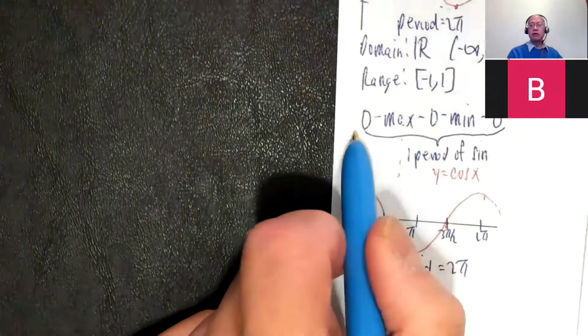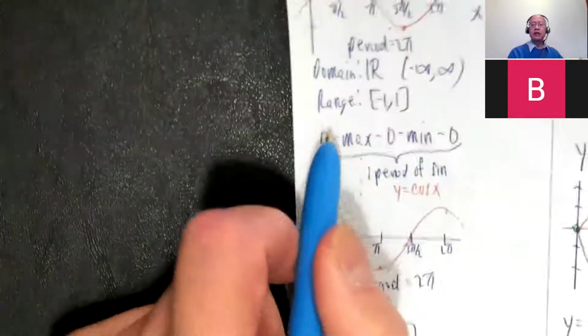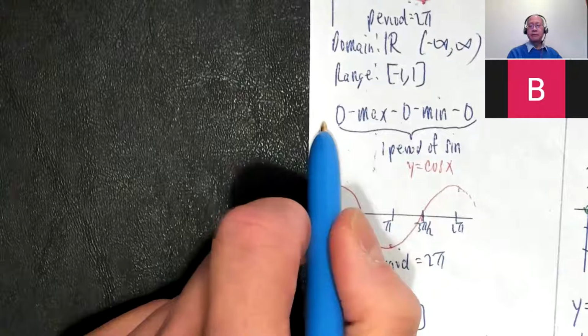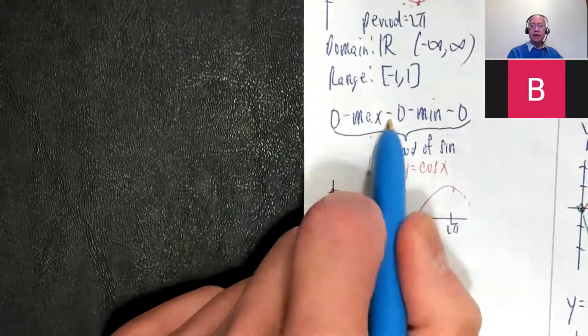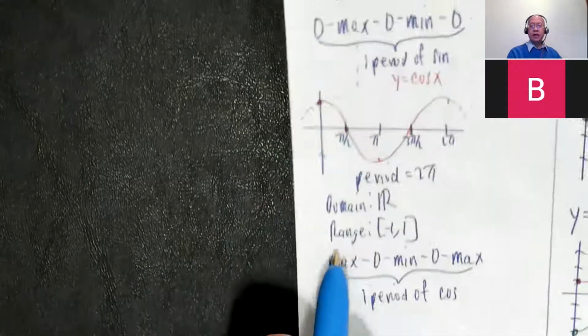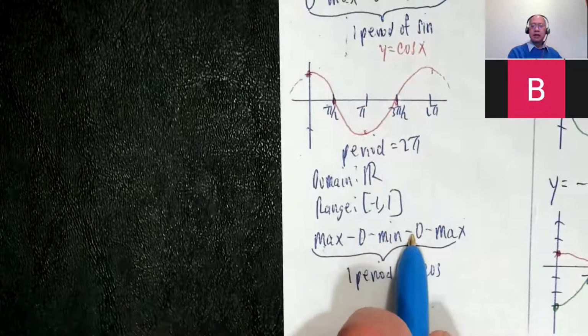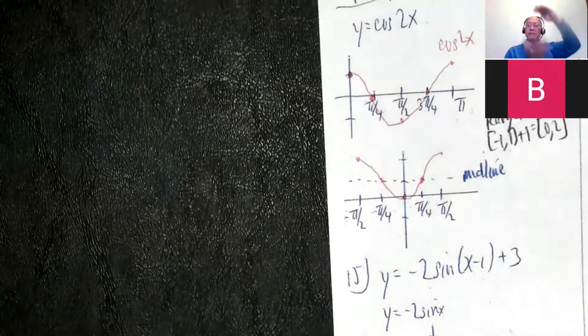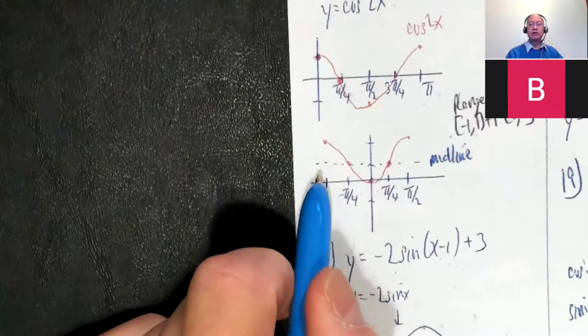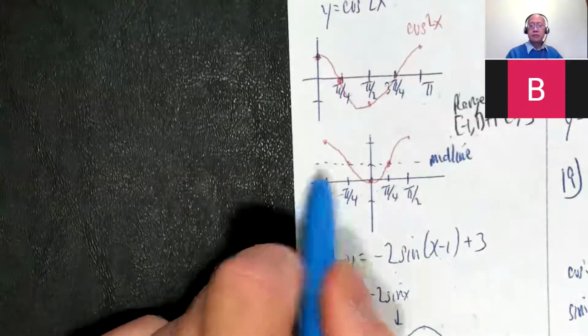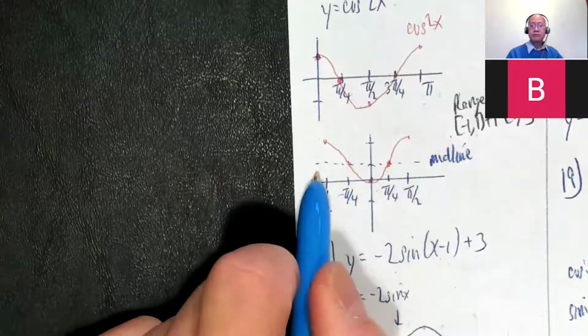Okay? And technically, that's what I mean by when I go 0, max, 0, min, 0, it really should more accurately be midline. Maximum, midline, minimum, midline. Likewise here, maximum, midline, minimum, midline, maximum. Midline 0 if you don't have any translation up or down, but because we have a translation up or down, the new 0, so to speak, the new midline becomes y equals 1 in this case.